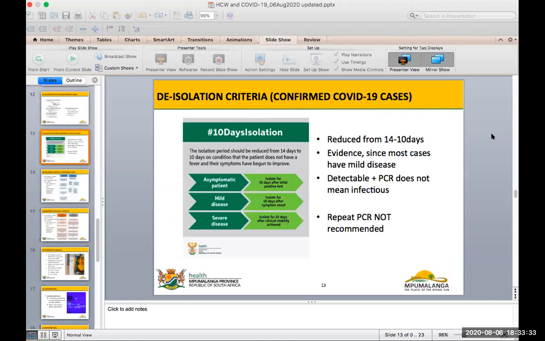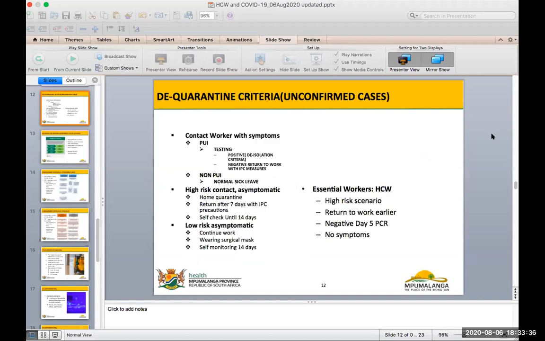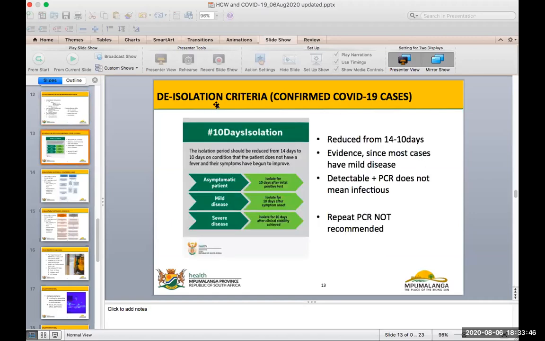So coming to the isolation, remember the quarantine is for unconfirmed cases. It means we're still waiting for the results. We haven't got the positive result. So we use this term, de-quarantine. But when we talk about isolation, we talk about somebody who has been a confirmed case. So colleagues, I see people using these terms interchangeably. Let's use them correctly to avoid confusion.